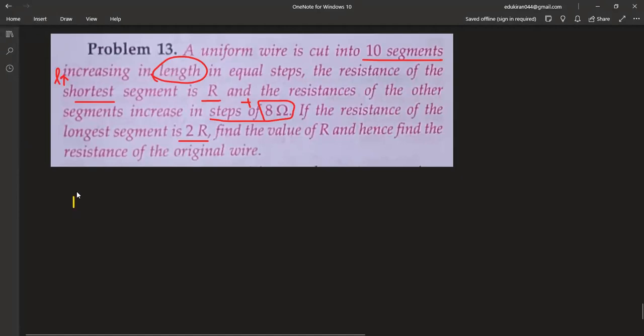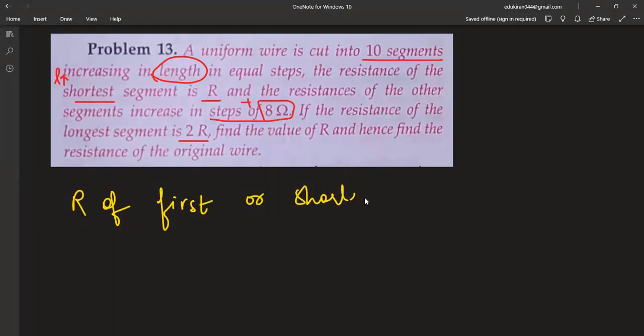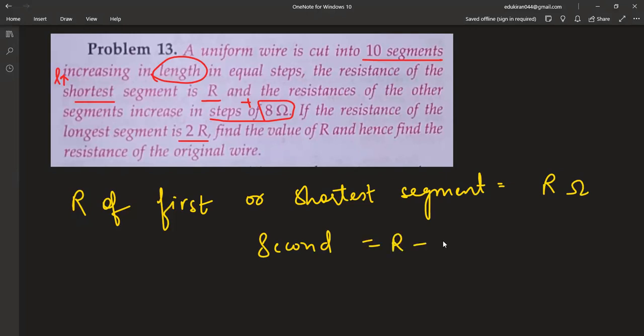Resistance of the first or shortest segment. This is given as R ohms, right class? Now resistance of the second segment. What it is saying, in step of 8, means R plus 8, right? Then third segment. Also this is saying 2R, no? No, that is the longest one.